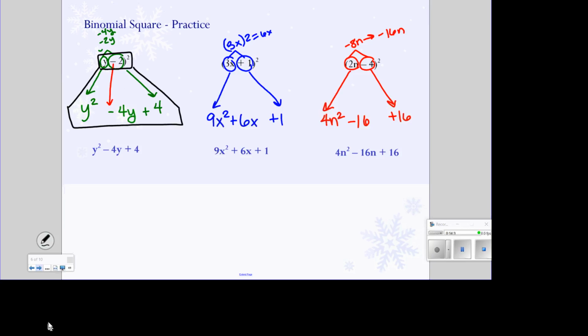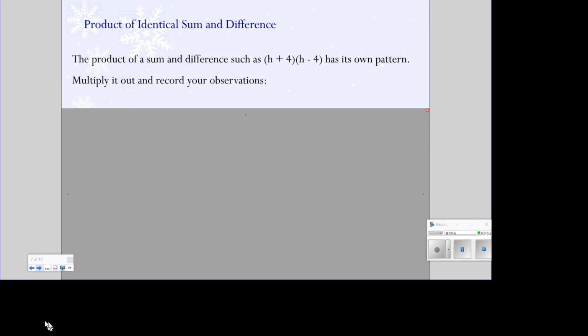The reason I'm pointing this out is because the next pattern we're going to learn, you will see us start out with something longer and it shortens up to something shorter. So that's a way that I remember that binomial squared should end up with something in the middle, a third term, a trinomial. It should get wider and longer as you stretch these out, whereas this next pattern actually shortens up. So the next pattern we're going to look at is the product of identical sums and differences.